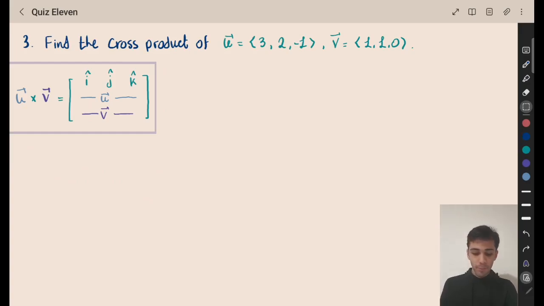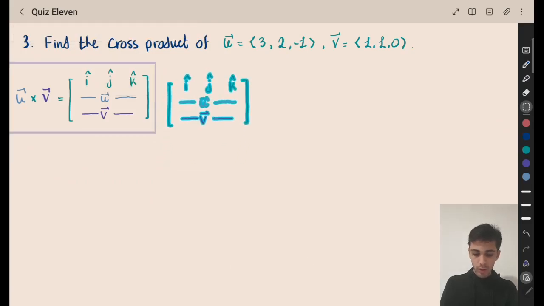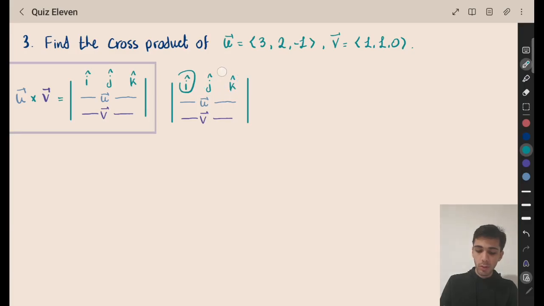of the question. You take a determinant like this one. It's a determinant that has vectors inside. These are unit vectors, just to be clear. And instead of u, I put in the coordinates of u: 3, 2, and minus 1. Instead of v, I put in the coordinates of 1, 1, and 0.